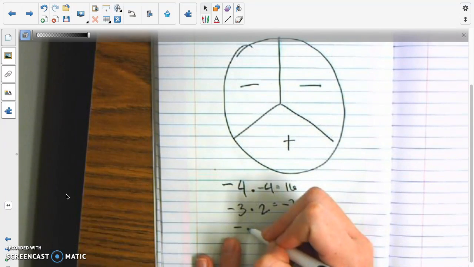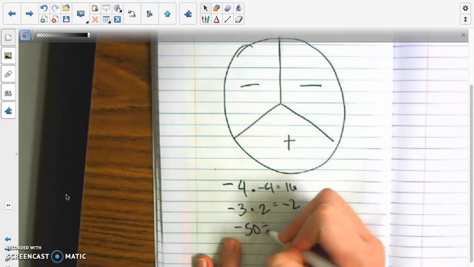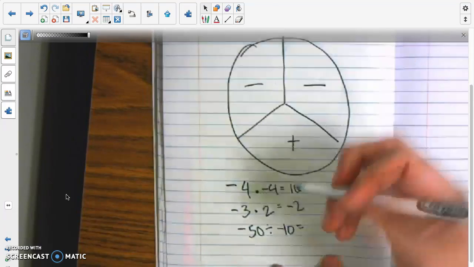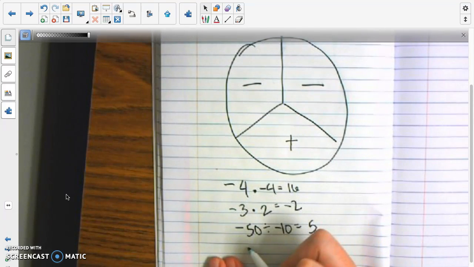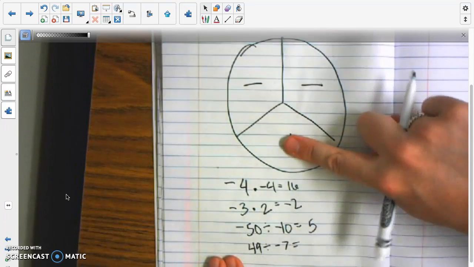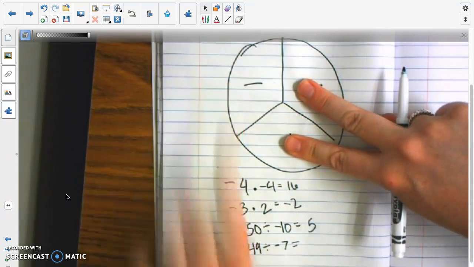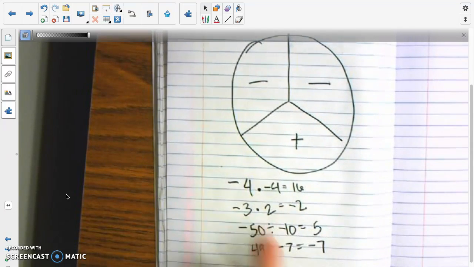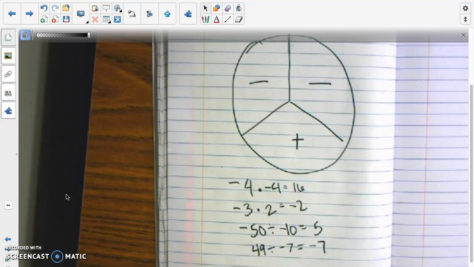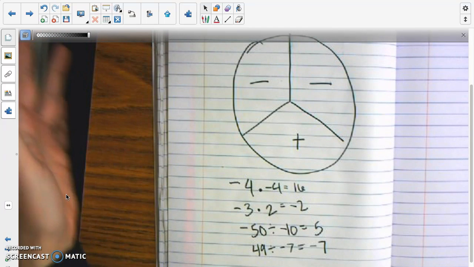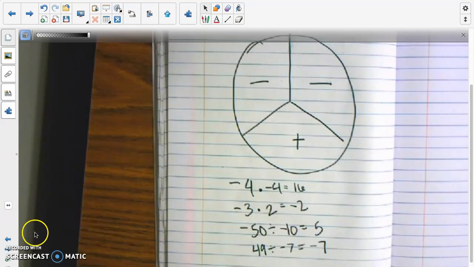We can do negative 50 divided by negative 10. Two negatives, left with a positive. And again, we can do 49 divided by negative 7, covering them with my hand, and we're left with a negative. And 49 divided by 7 is 7. So I like to do first my operations and then go back and do the math part. And again, the reason why I don't have another plus sign up here is because a positive times a positive is positive, and you've been doing that since 4th grade probably.